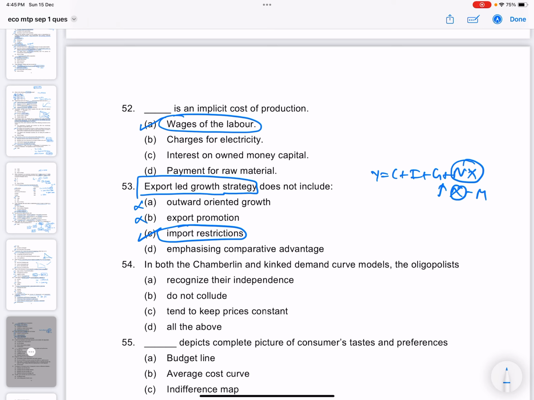Now in both the Chamberlain and the King demand curve models, the oligopolists know that both of them are dependent on each other. They do not collude, and they tend to keep price constant. We know this. If you have any doubt at all, if these two are right, it would be D only. Okay.